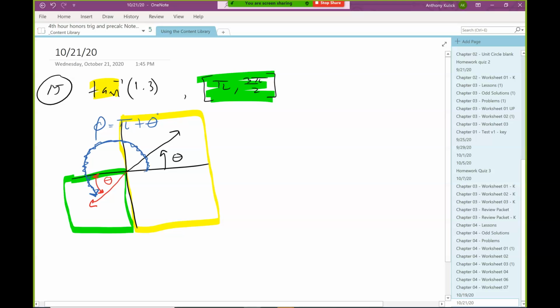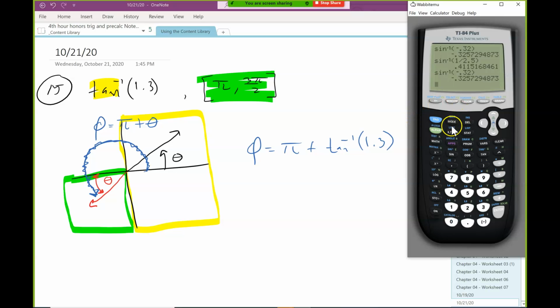Okay with that? Okay. So now it's time to go to my calculator. Since I know that tan inverse of 1.3 is the same thing as theta, that's what I'm going to type into my calculator, just making sure that my mode is in radians and not degrees. So I'll do pi plus tan inverse of 1.3. And that'll give me about 4.06. I think it said round to the 100th.